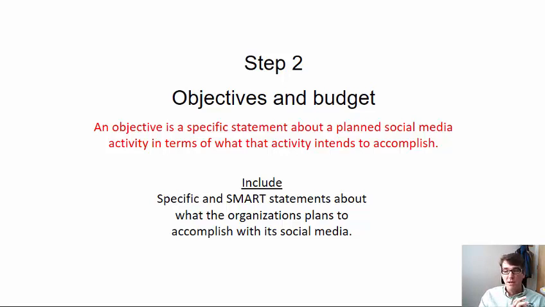Things that I would like you to include in step 2 of objectives and budgets are specific and SMART statements about what the organization plans to accomplish with its social media. Step back while you're talking to an organization. Say, what do you want to accomplish with your social media? Have discussions with the managers. If they're like, oh yeah, I'll just go ahead and take over the social media, say, no, what do you want to accomplish with it? It will give you a goal and a direction on what you're trying to do.